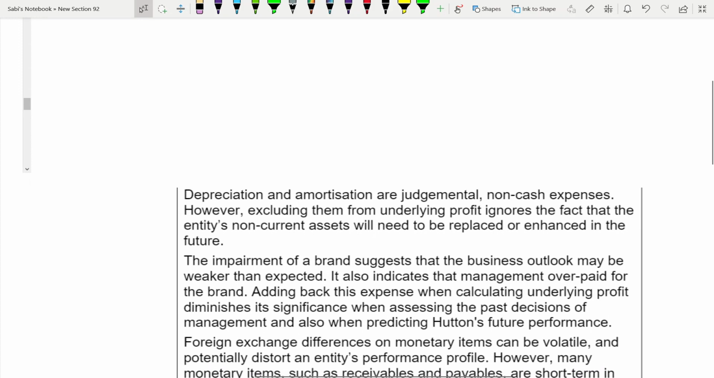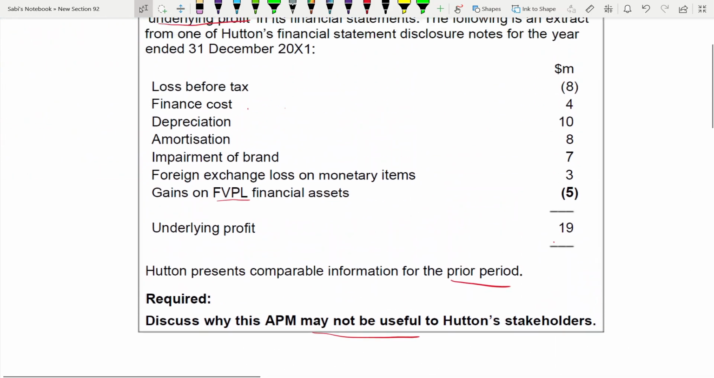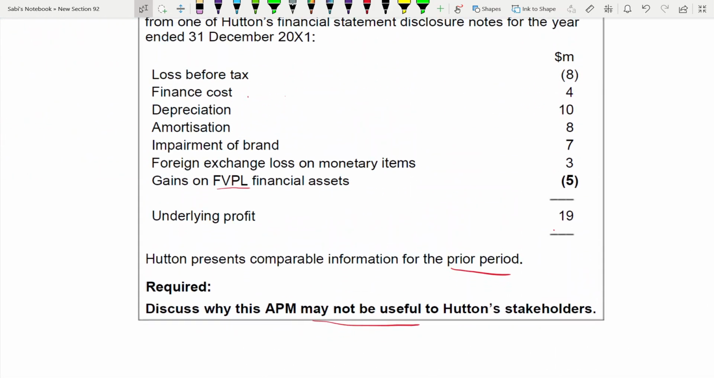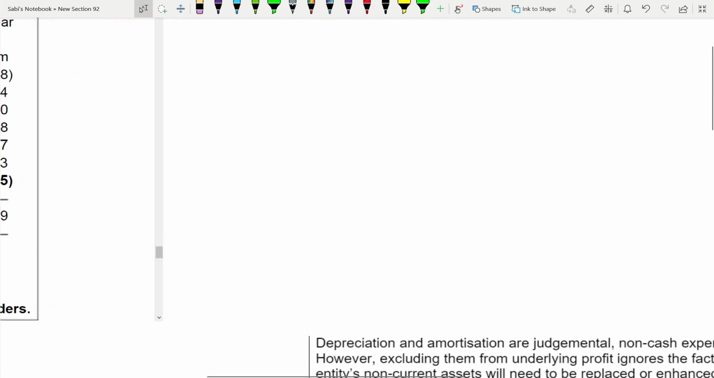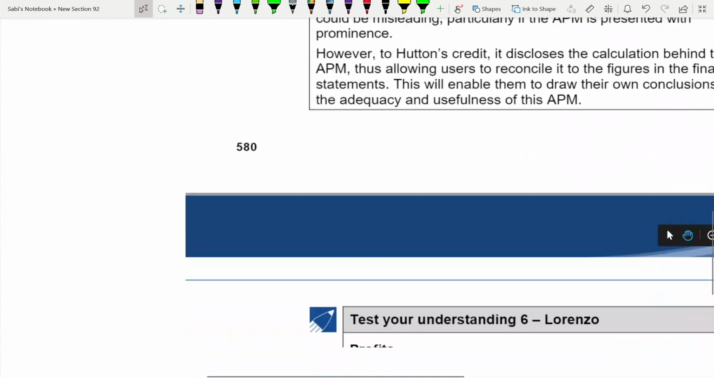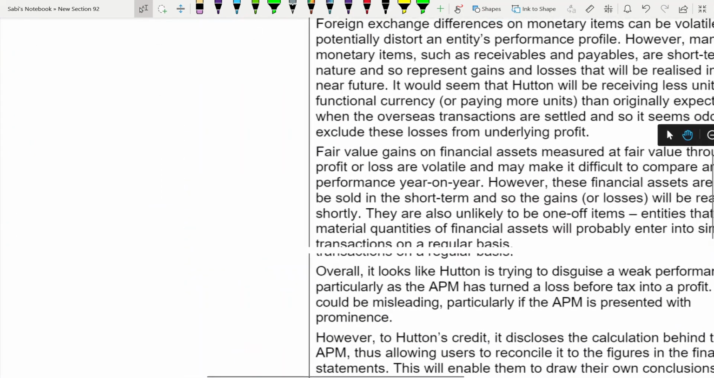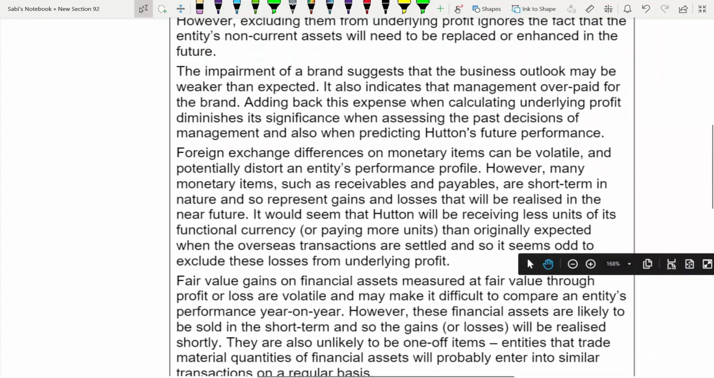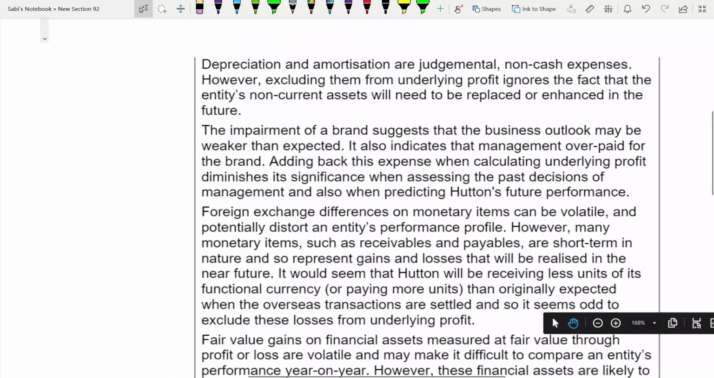So see, when you're talking, how do you answer this? You have to talk about one by one, starting with depreciation, amortization, impairment of brand, foreign exchange gain on this thing. Each one you're talking in different paragraphs. Maybe these two you can include together because they're similar. While one is for tangible, the other one is for intangible, but the meaning is the same. So that's what here they've given you the answer, right? Here it looks big, but try to break it down. Okay, I will tell you how.